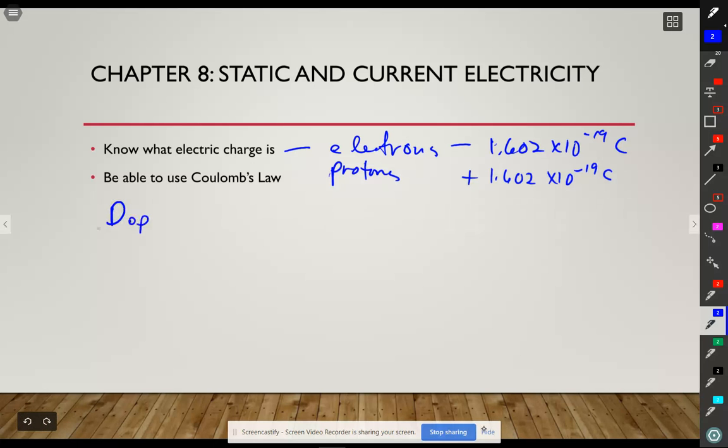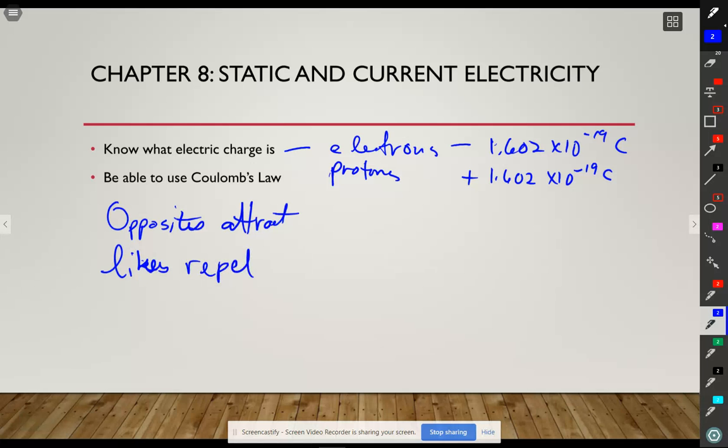That's an O. I wrote O a second time because my first one didn't look good. Opposites attract. Likes repel. Is Coulomb spelled right? Coulomb, not Columbus. I thought I said Coulomb. Is that likes, L-I-K-E-S? Like things that are alike.